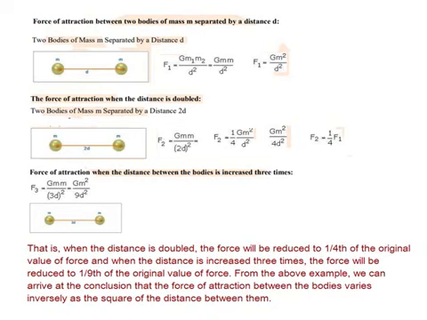When the distance is doubled, the force will be reduced to 1 by 4th of the original value of the force. And when the distance is increased 3 times, the force will be reduced to 1 by 9th of the original value of the force. So from the above example, we can arrive at the conclusion that force and distance are inversely proportional to each other. And this is the value that we get when we are altering the distance.